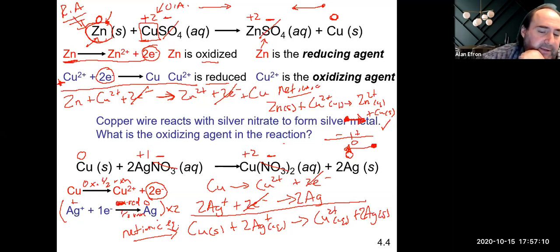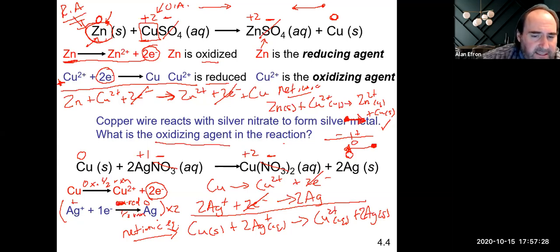Ultimately, what is happening is copper is going from 0 to +2, losing electrons. Silver is going from +1 to 0, gaining electrons. Nitrate is really a spectator ion, nothing happening with it. So the answer to the question here is, what is the oxidizing agent?